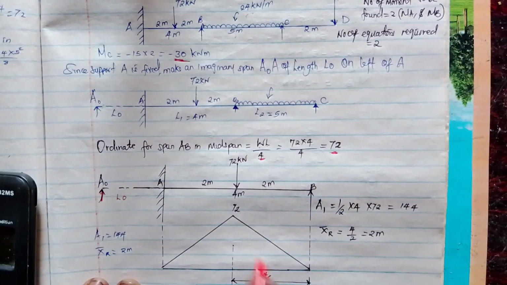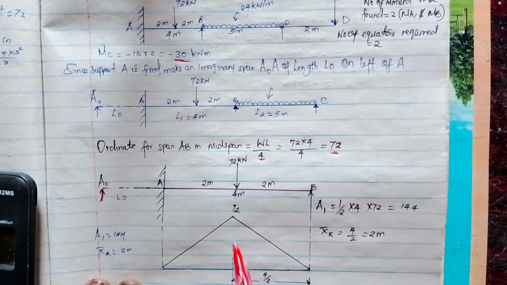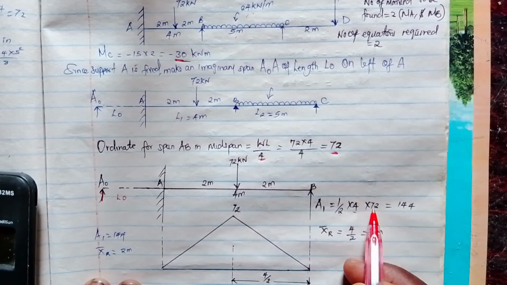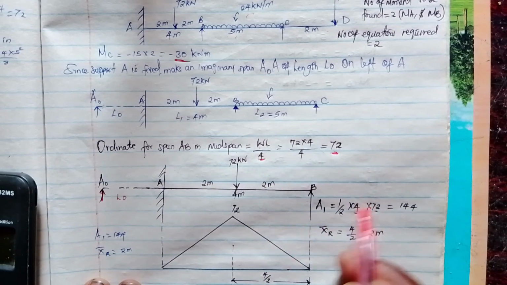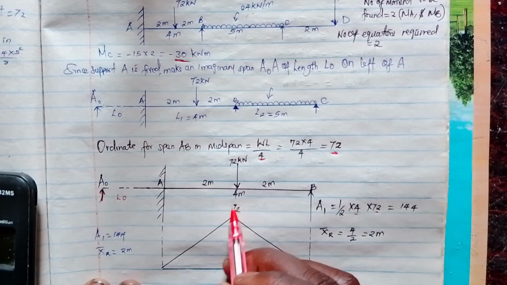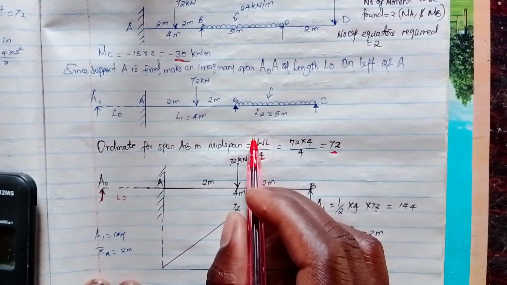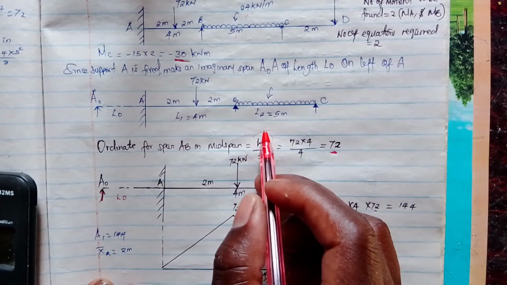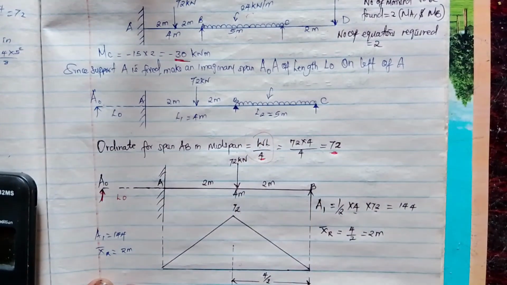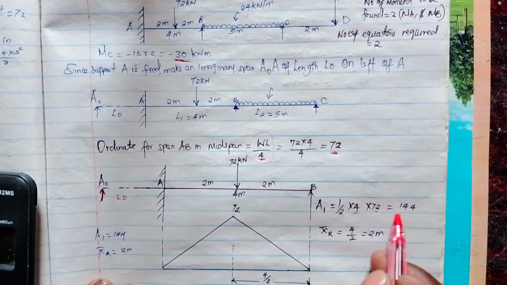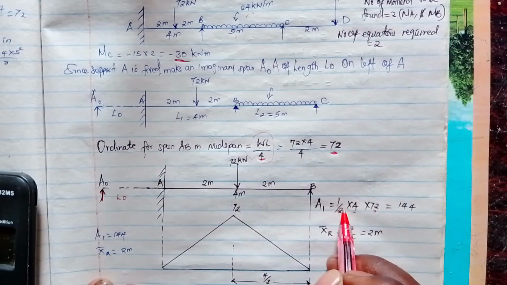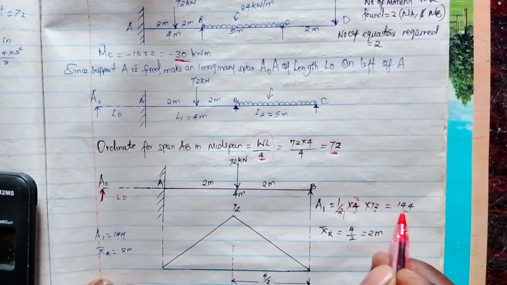Then we use this height to calculate the area. This one will be the height and this one will be the base, 4. So we calculate half base times height. Remember, this height is not the distance from here up to here, it is the moment that we calculated using this formula. So the area is equal to half times 4 times 72, which is 144.